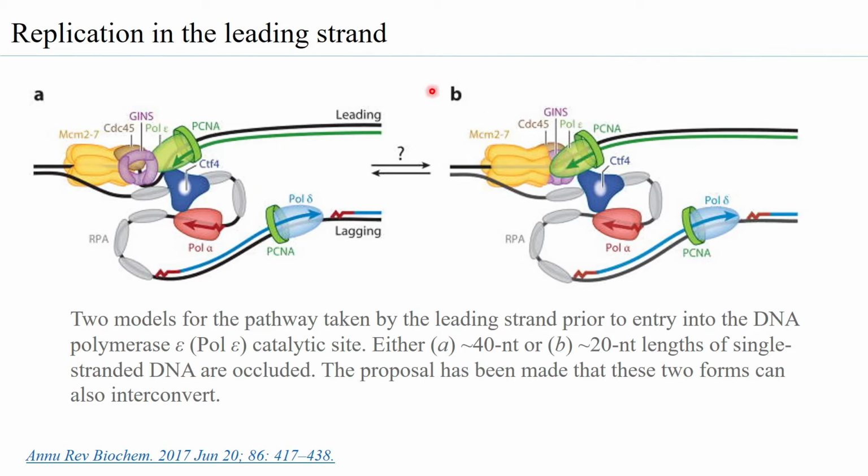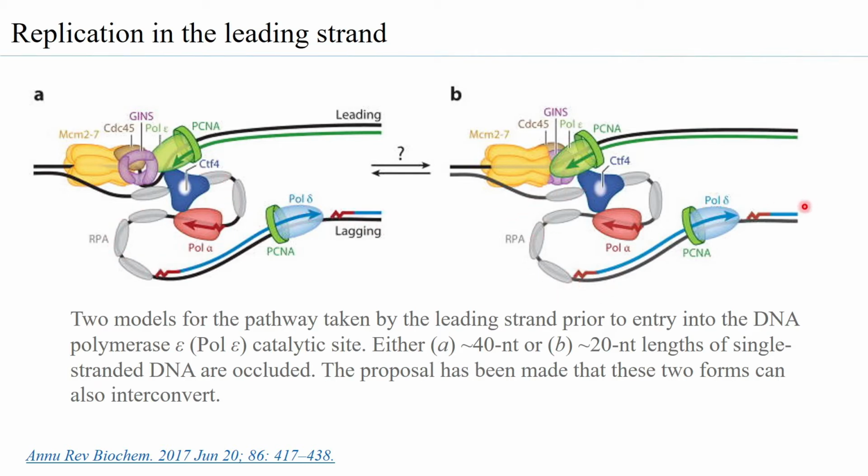Now, while looking at various such structural aspects, there is a suggestion that these two models may be actually interconvertible. That means at times it has 40 nucleotides preceding the DNA pol epsilon, and at times it can have just about 20 nucleotides preceding the DNA pol epsilon. And as you can see over here, this is how the lagging strand is.